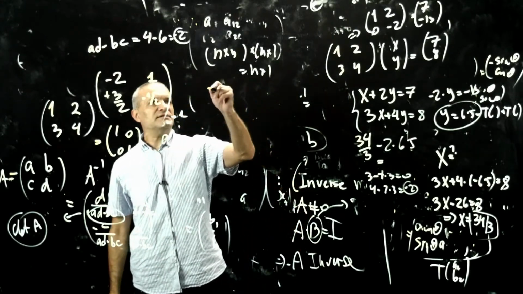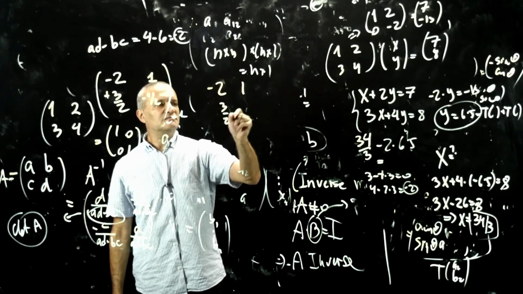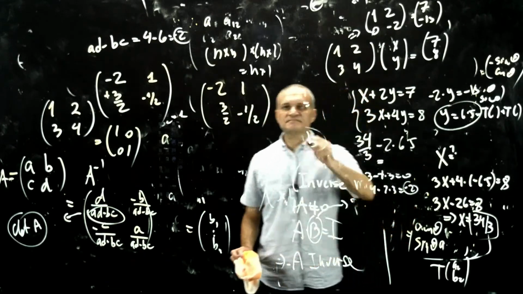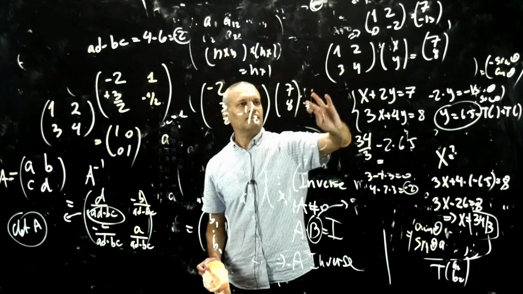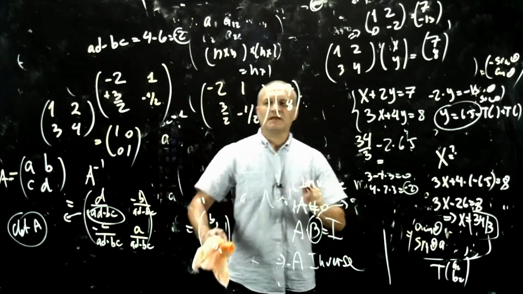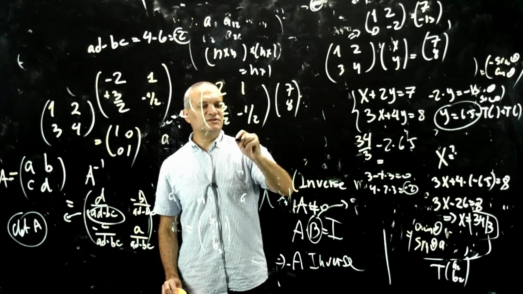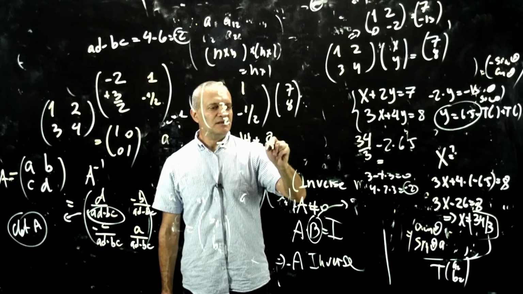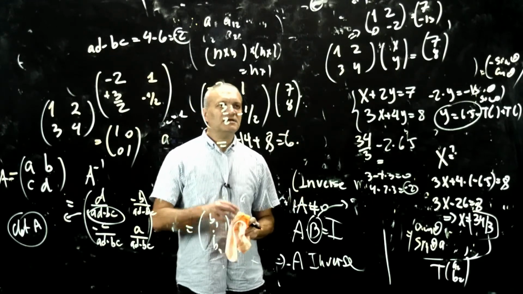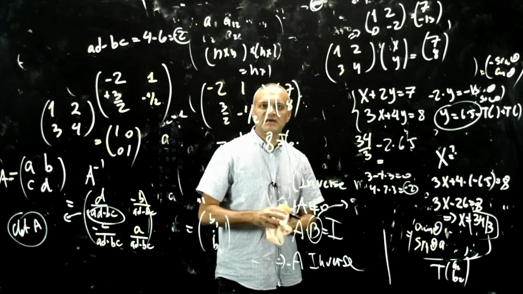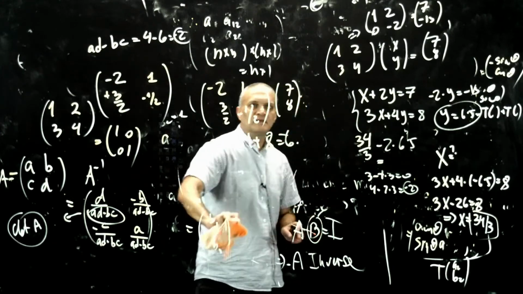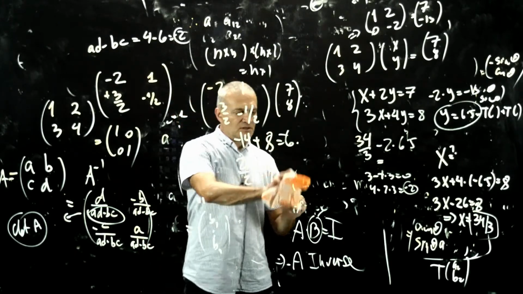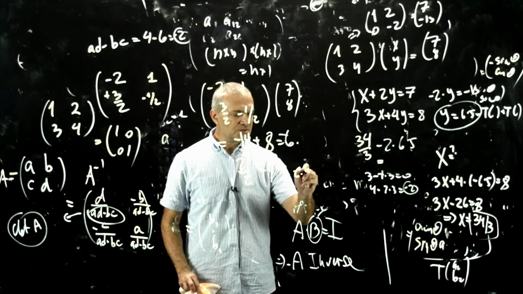So now we're getting minus 2, 1, 3 halves, minus half. And what you want to do, you want to multiply it by your vector 7, 8. That's all. So what do we get here? It's minus 2 times 7, minus 14, plus 1 times 8, plus 8. You're getting minus 6. And here you are getting 3 halves times 7 minus half times 8. So it's 21 over 2 minus 4. So you are getting here 6.5.